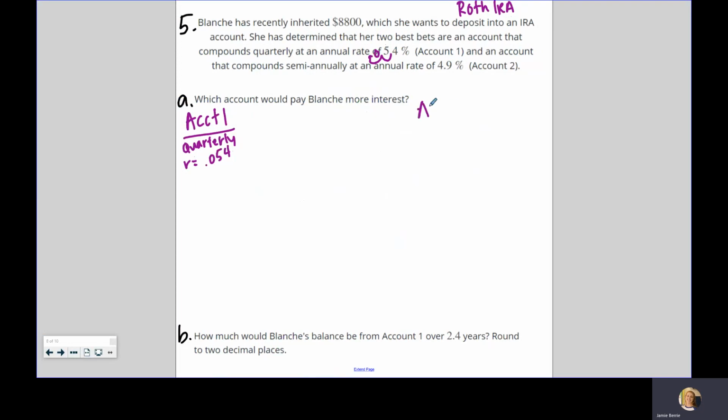And her second option, account 2, is an account that compounds semi-annually. So that means twice per year at a rate of 4.9%. So move it 2 places to the left, 1, 2, fill in that with a 0. That's the interest rate for that account, not percent. It's 4.9%, but as a decimal, it's 0.049. All right, so it says, which account would pay Blanche more interest?